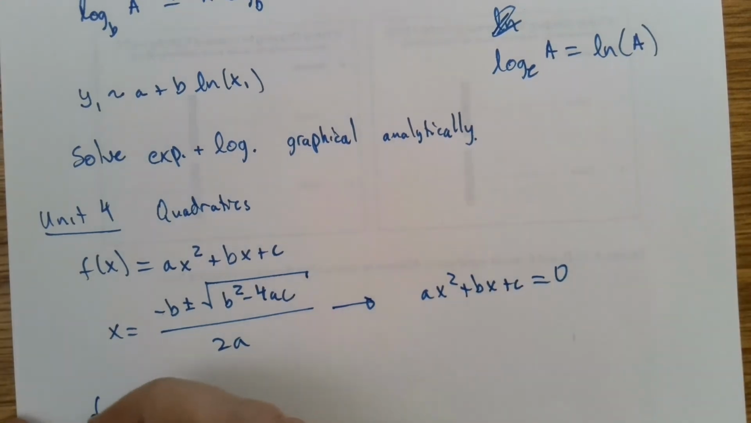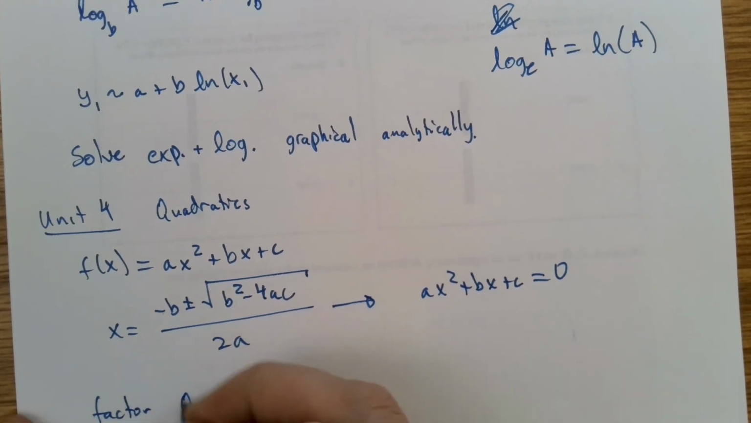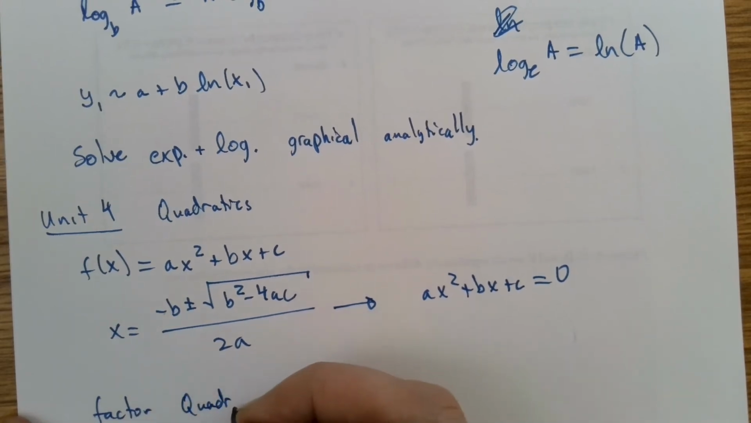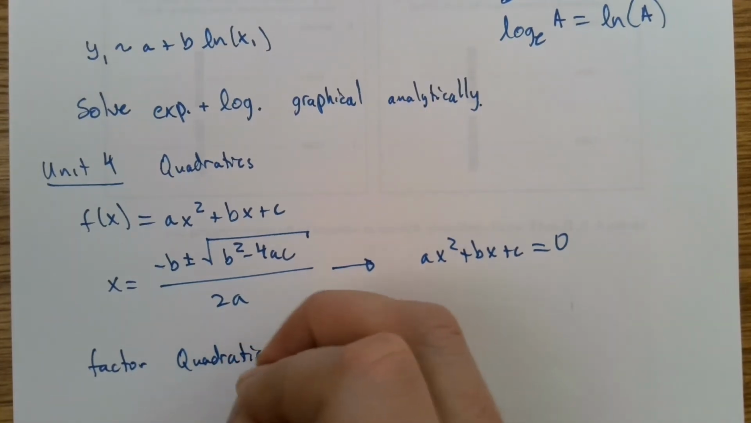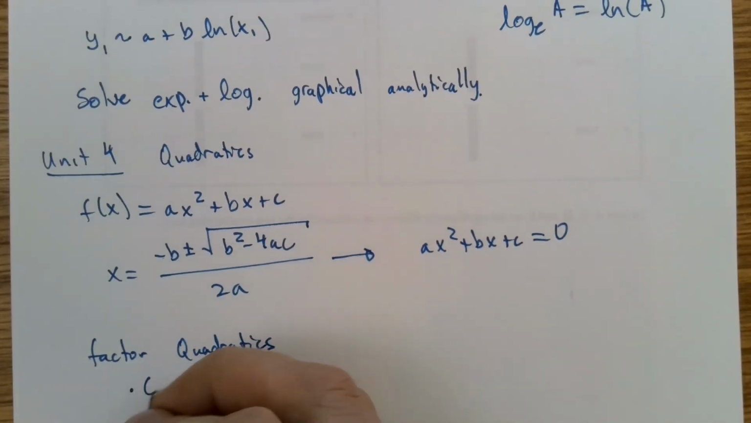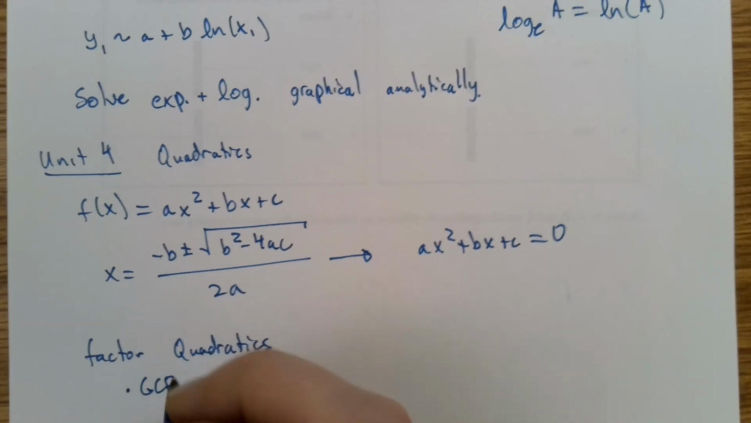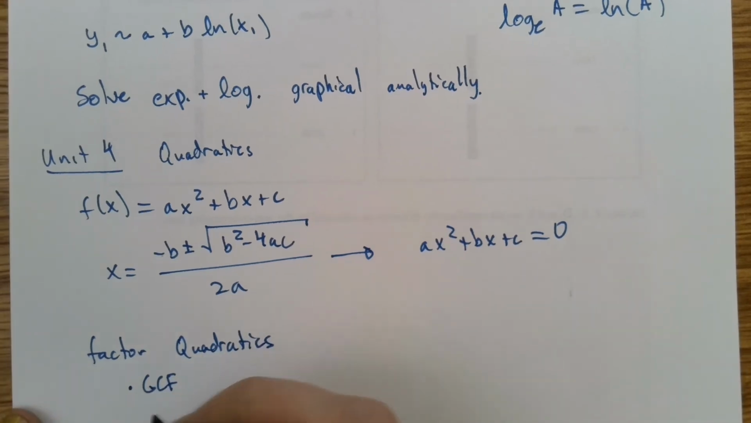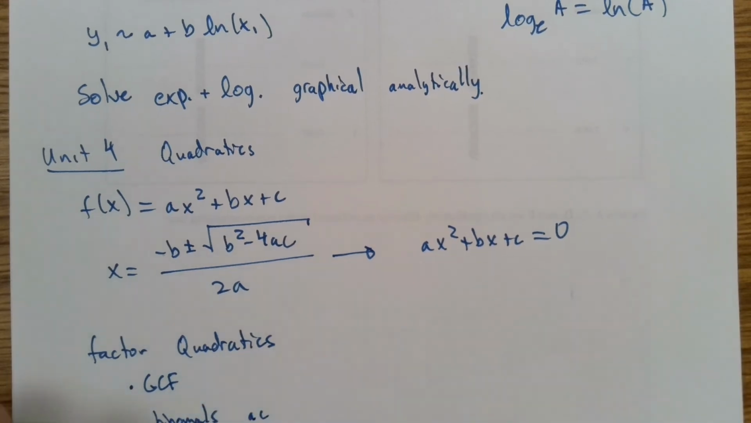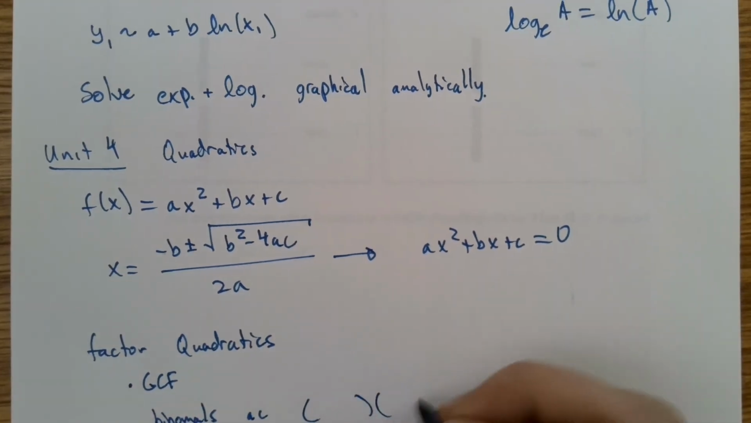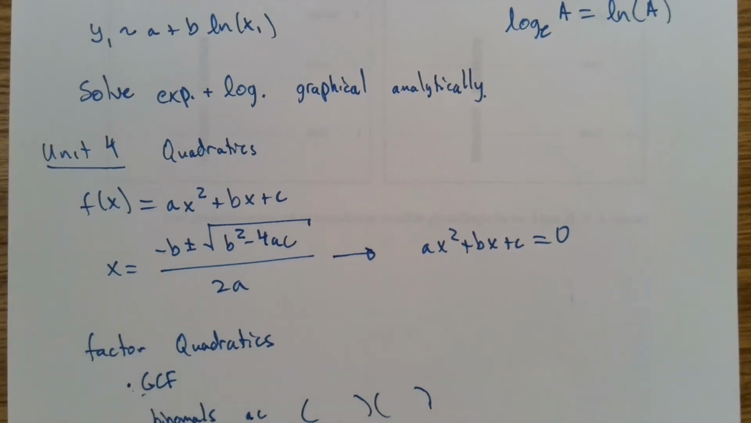We learned how to factor quadratics. I suddenly can't spell it. Oh, it's right up there, right? And we did the greatest common factor, and then we did into binomials. We did kind of the A times C method. Remember, it's like this, and this is what's in common between each thing.